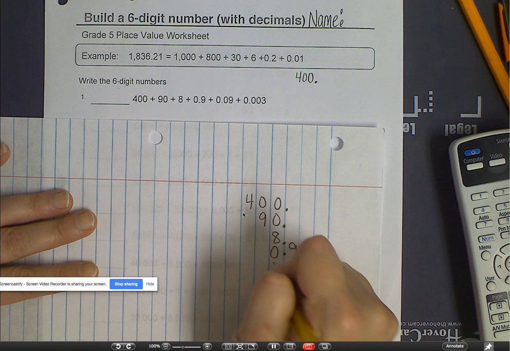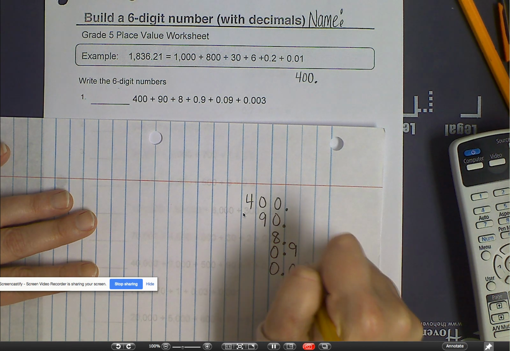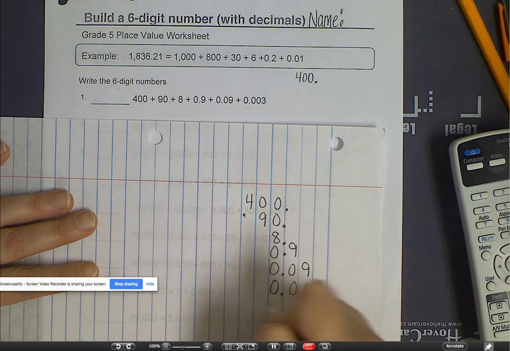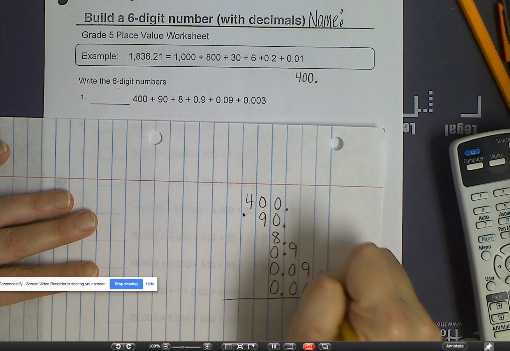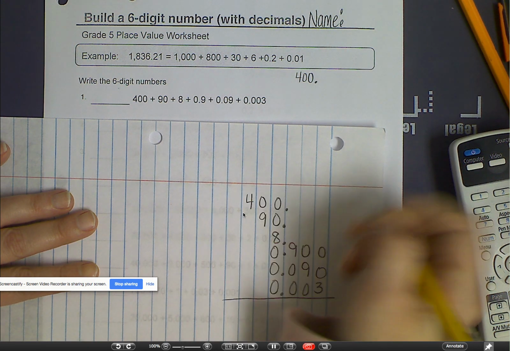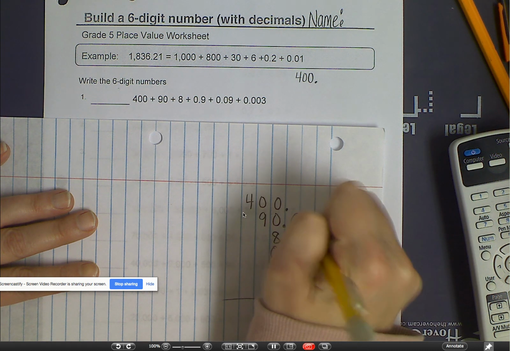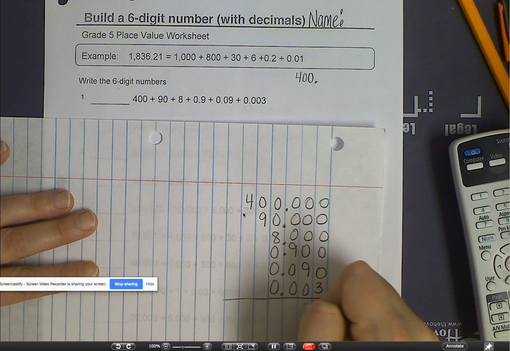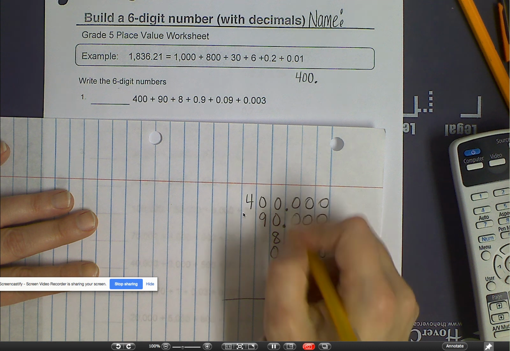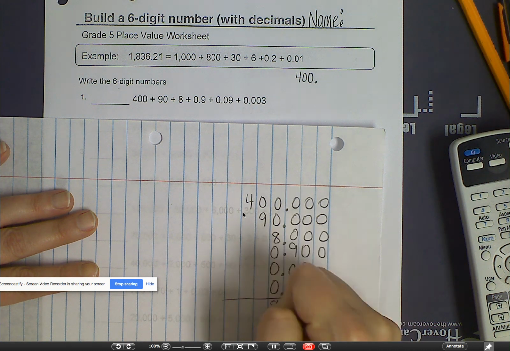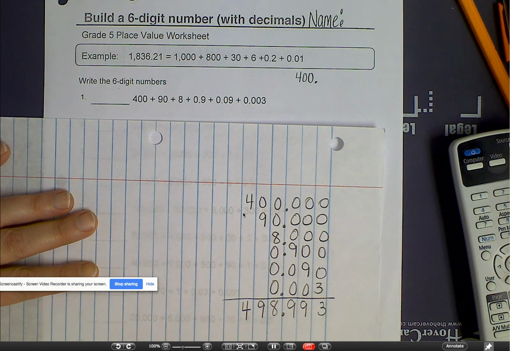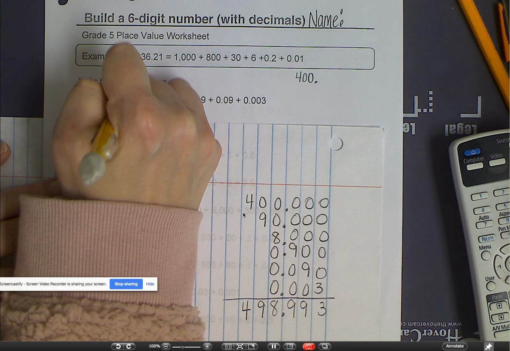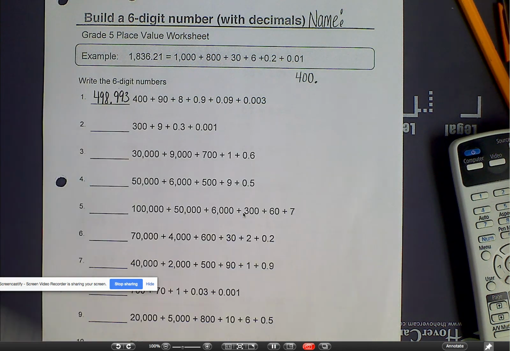And then I have 0.009. And then I have 0.003, right? So now I'm just going to go in and I'm going to put in my placeholders. Okay, so this is just going to help you to keep your stuff in order. Bring down your decimal. Okay, so my answer is 498 and 993 thousandths.